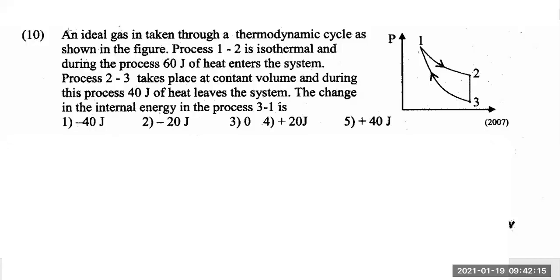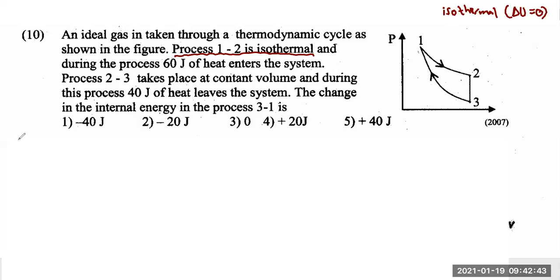An ideal gas is taken through a thermodynamic cycle as shown in the figure. Path 1 to 2 is isothermal. Okay, this is very important. Process 1 to 2 is isothermal. What is the meaning of isothermal? Isothermal means constant temperature. Therefore, delta U is 0.